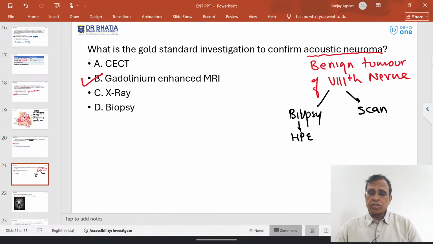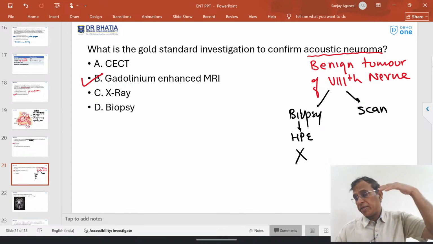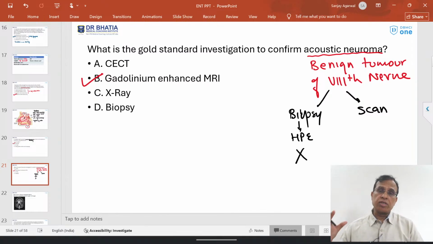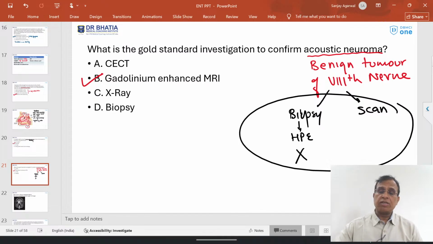Now, in acoustic neuroma, biopsy is not possible because this tumor is deep in the brain, in the cerebellopontine angle, CP angle बोलते हैं, वहाँ पे होता है, and वहाँ पे biopsy is very difficult, nearly impossible. So in this case, the diagnosis is done only by MRI, gadolinium enhanced MRI. B is the correct answer. But there is no confusion about this because biopsy is not given in the choices.